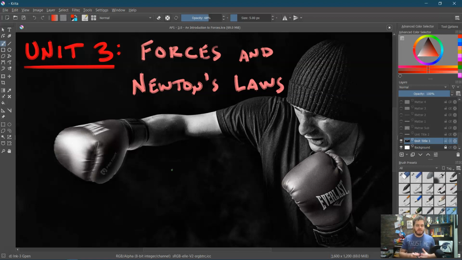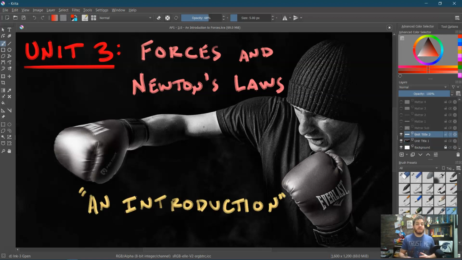a whole science. So this is going to be one of the most important units of the year, Unit 3, Forces and Newton's Laws. And specifically today, we're really just going to focus on getting some bare bones basics down. So this is really just an introduction to the unit as a whole. So that from this point, we can really step it up and start talking about slightly more complicated things.